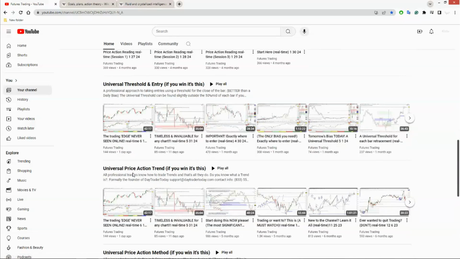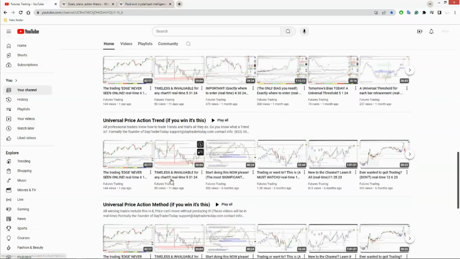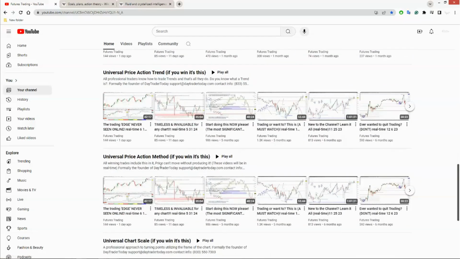Then I gave you the universal price action method. All right. So this is 2 bars. You can use, I'm sorry, the universal price action trend. This is 7 bars, but every bar is a trend, and we'll talk about that as well. If you win, it's this. So price and price alone is all that I'm using to find the trend. Universal price action method. This is the 2 bar approach. If you win, it's this.